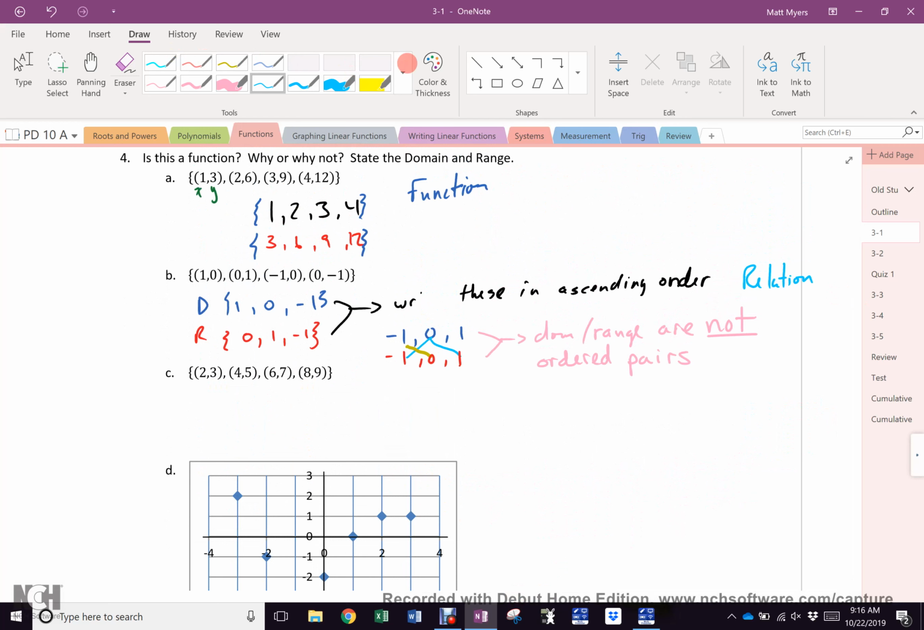You write the domain and the range, and then tell me if it's a relation or a function. Go.